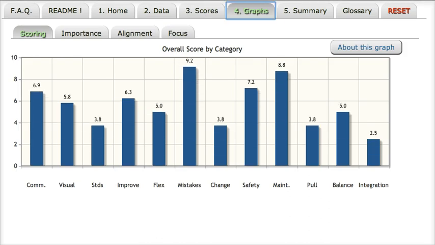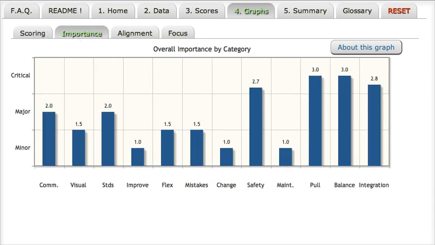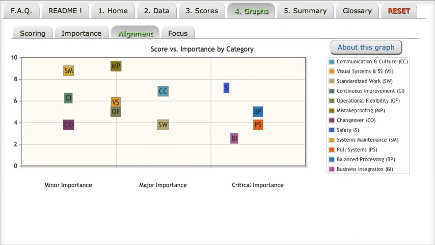The first graph tab shows a plot of overall score by category. In the same way, the second tab shows overall importance. The next tab gets even more interesting. Here we see a scatter plot showing where each category falls when considering score versus importance. Now we can begin to see the big picture. Do we perform best in areas that are of greatest importance to our business?